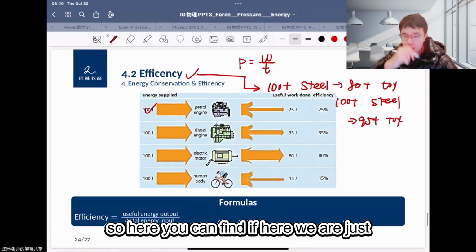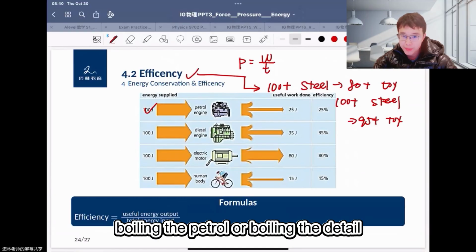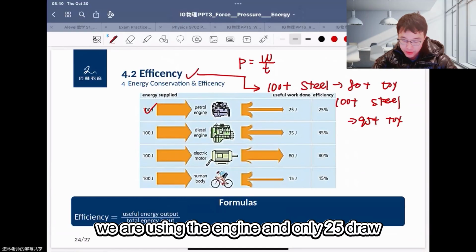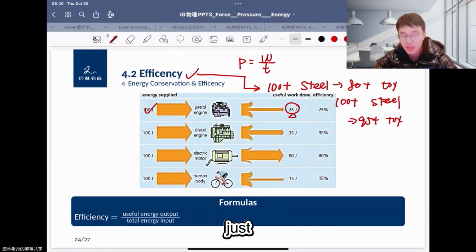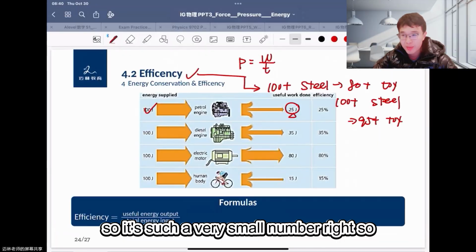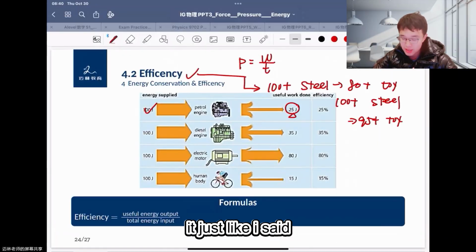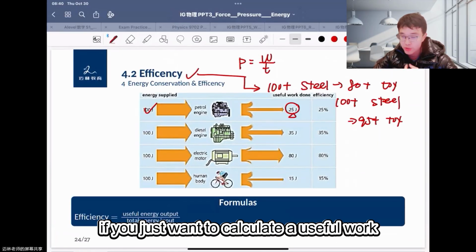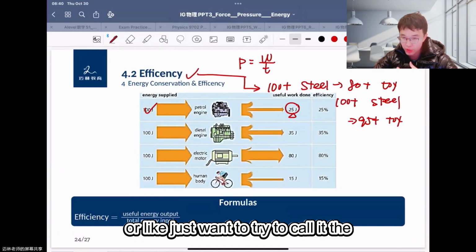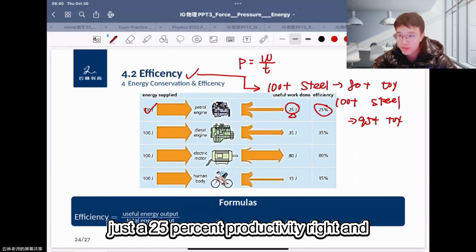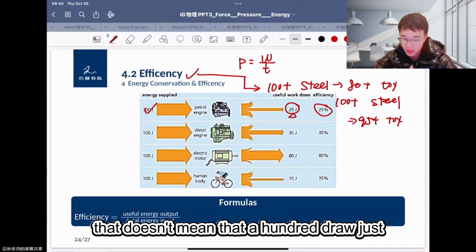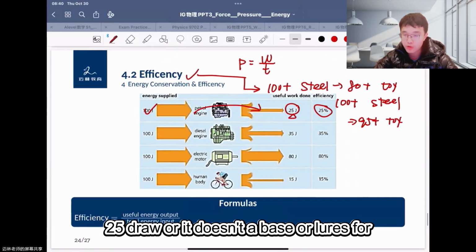So here you can find, if we are just burning petrol or diesel, we are using the engine, and only 25 joule of kinetic energy goes to the car's motion, just 25. So it's a very small number, right? If we want to calculate the useful work, or the kinetic energy out of the total energy, that is just 25% productivity, right? And that doesn't mean that 100 joule just turns into 25 joule, or that it doesn't obey the laws of energy conservation.